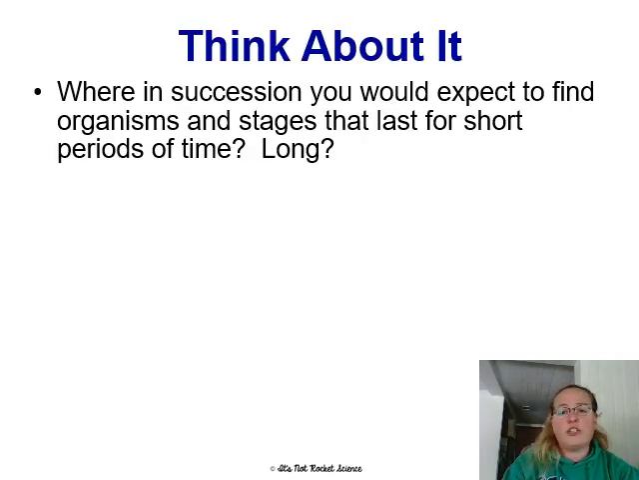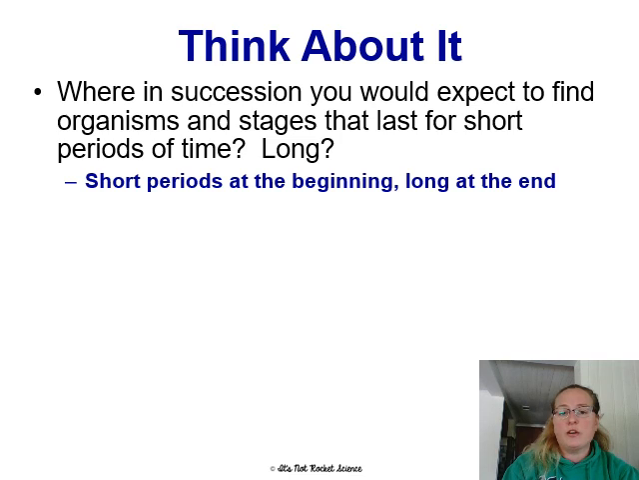Where in succession would you expect to find organisms in stages that last for short periods of time? Short periods are at the beginning and long are at the end. In the beginning, we have just a few species. In primary succession, we start with lichens and mosses. There's not a whole lot of complexity there, so we move to the next stage rather quickly. As we get to the end of the process, just before we hit that climax community, there are lots of different organisms, plants and animals. So it's going to take a long time for them as a group to proceed to that last stage.